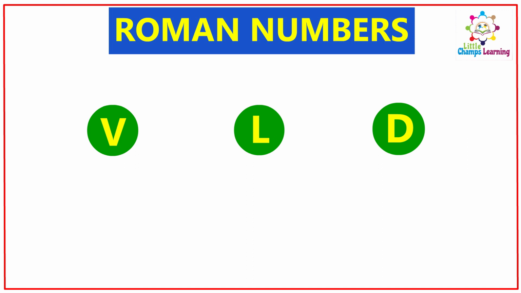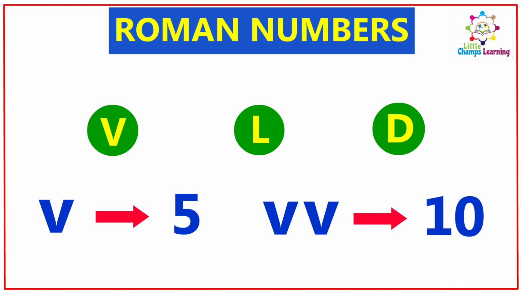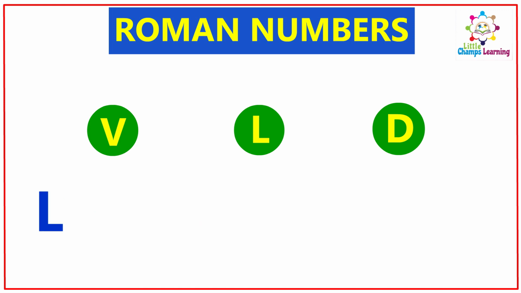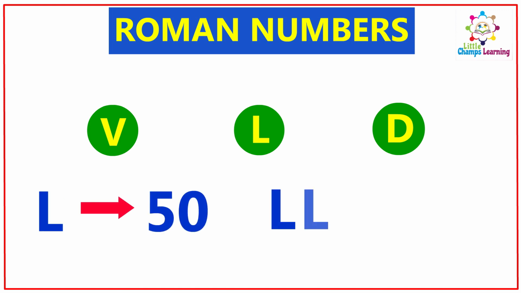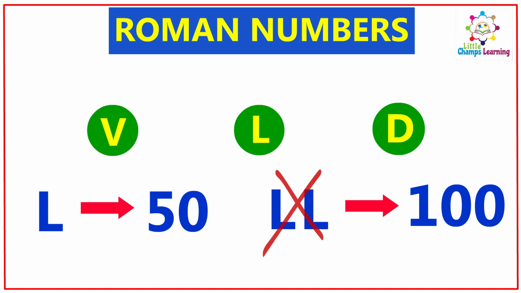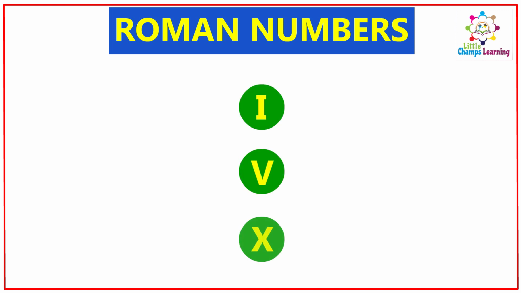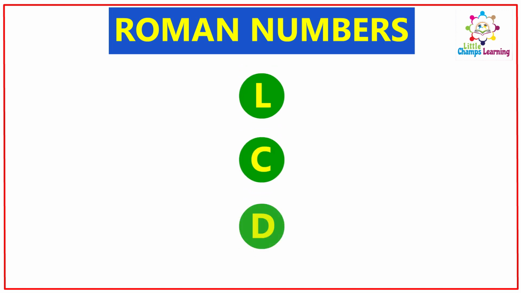Like I have V as 5. V and V would be 10, 5 and 5, but I have another symbol in Roman numerals for 10, so this is not allowed. Same with L, which is 50, and if I write 2 L's it becomes 100, but I have C for it, so this is not allowed.